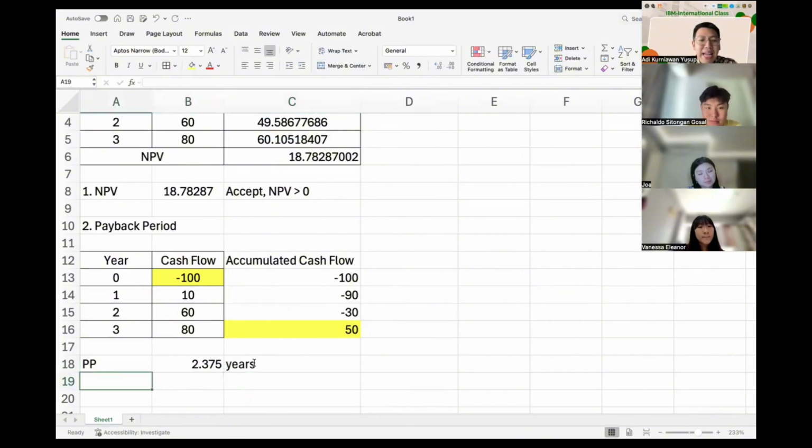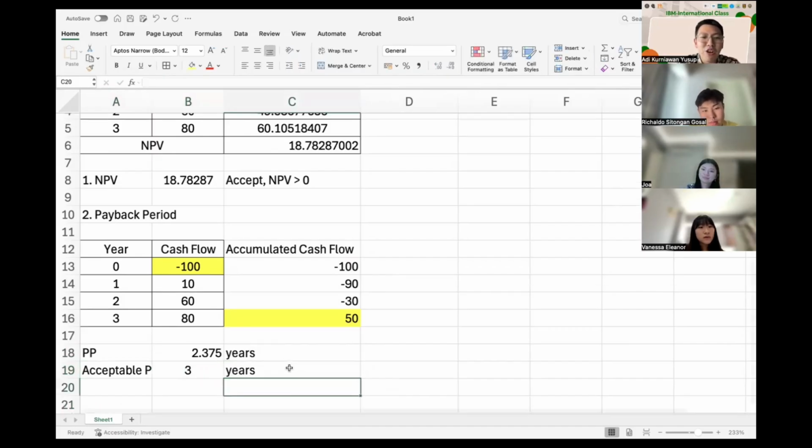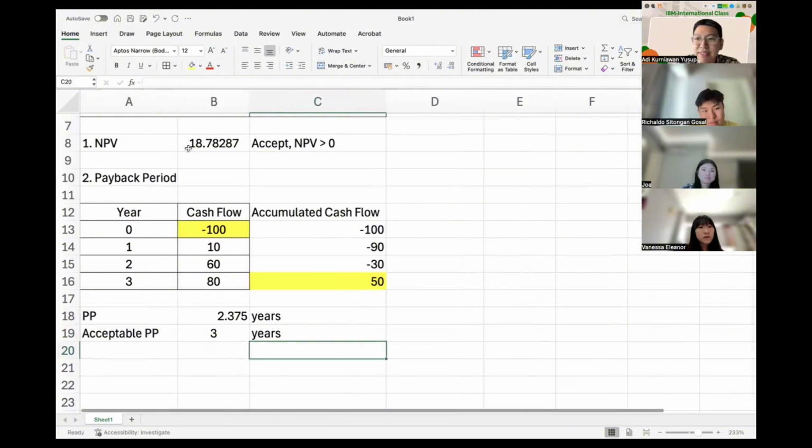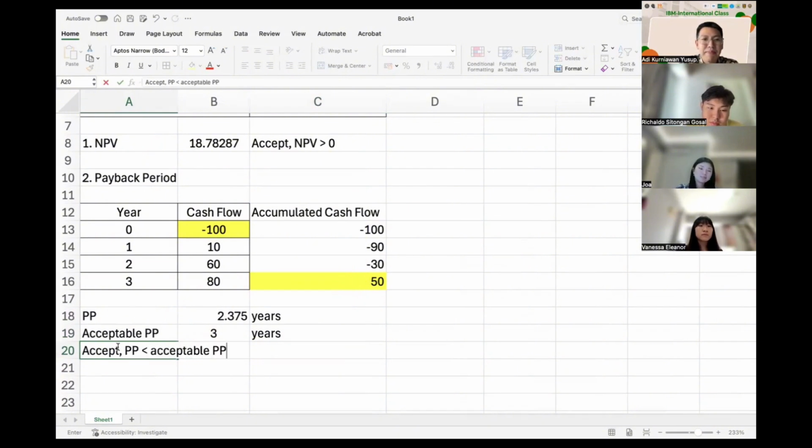Okay, and then in the questions, the acceptable payback period is 3 years, right? So should you accept the project or not based on the payback period? Joa? You should, Mr., because it's still under the acceptable payback period. Very good. So you should accept, because the PP is lower than the acceptable PP.